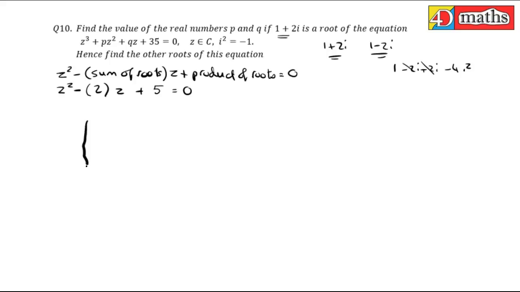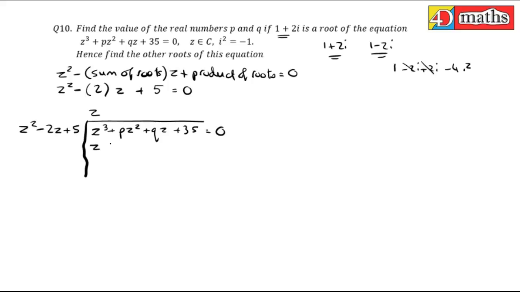So I'm going to long divide z cubed plus pz squared plus qz plus 35 equals 0. I'm going to divide that by z squared minus 2z plus 5. Z squared into z cubed goes z times, so you're left with z. Multiply z by z squared, z cubed, z by minus 2z, minus 2z squared, z by 5, plus 5z. Okay, then you need to change the signs here. Minus, plus, minus, and you get pz squared plus 2z squared.